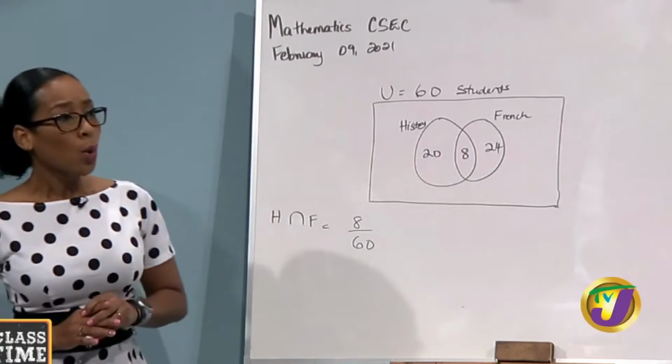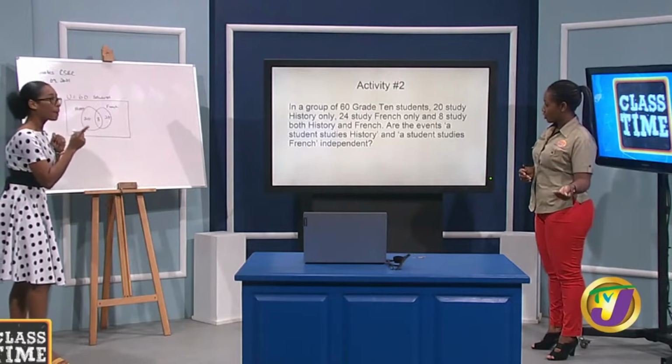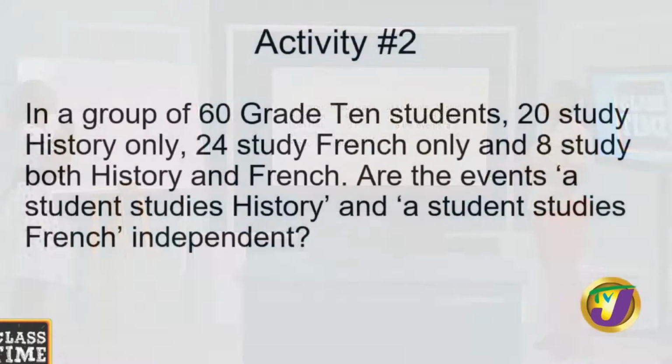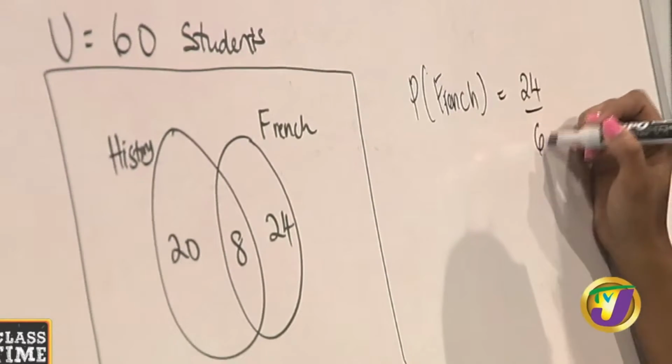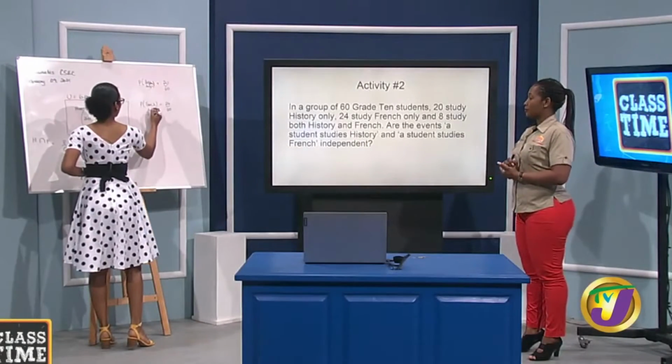Now, remember we were looking before at whether the events of a student studying French and a student studying history are independent. So let's see if we can check if they are independent. Let's look at the number of students studying history. Here we have the probability of studying history: 20 out of 60. What about the probability of a student studying French only? We have 24 out of 60. So here we have history only, and we have French only.